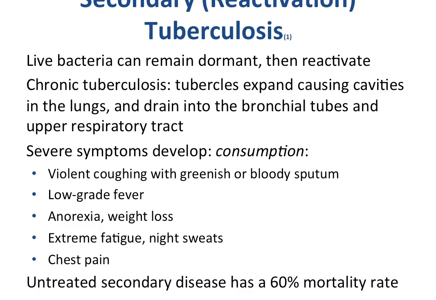Actually, the secondary tuberculosis has more severe symptoms than the primary. So the patient may have fever, anorexia, weight loss, fatigue, and chest pain. For this stage, the tuberculosis is very fatal. It can cause 30% death.